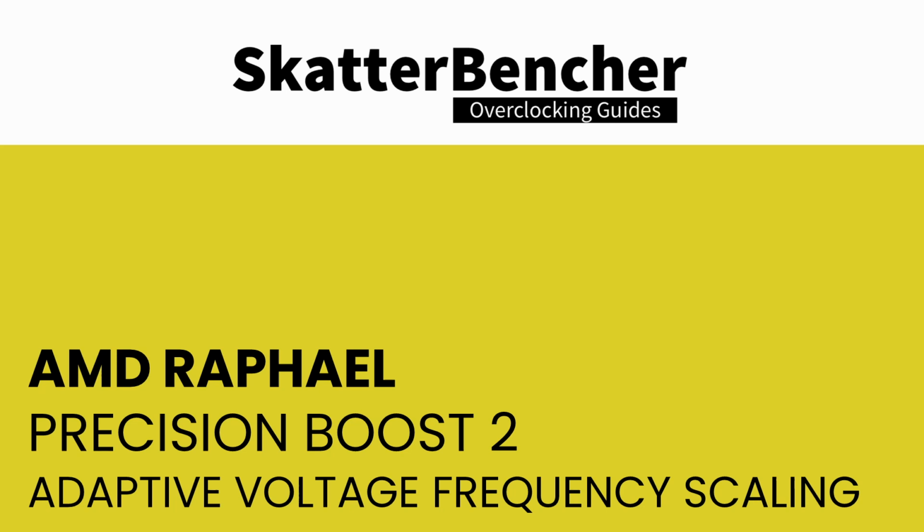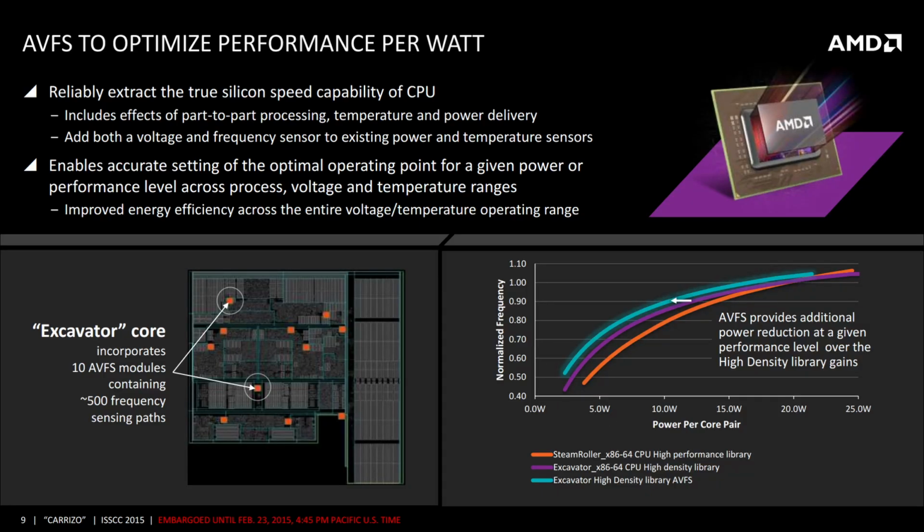So far, I've talked about the Precision Boost 2 limits and everything that is constraining the maximum frequency. But we haven't talked yet about how this maximum frequency is actually calculated and estimated. Since the 2015 Carrizo APU, AMD has used Adaptive Voltage Frequency Scaling, or AVFS in short. This technology relies on critical path accumulators for estimating the maximum stable frequency of circuits inside the CPU. If it sounds complicated, that's because it is. However, I'll try to explain it as simply as possible.